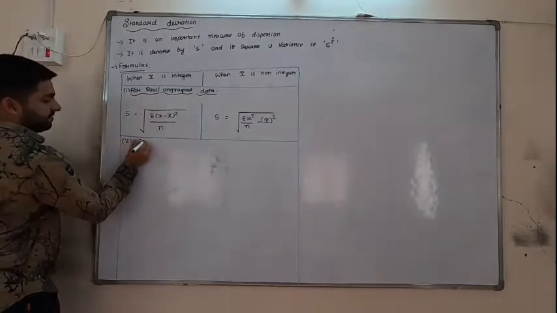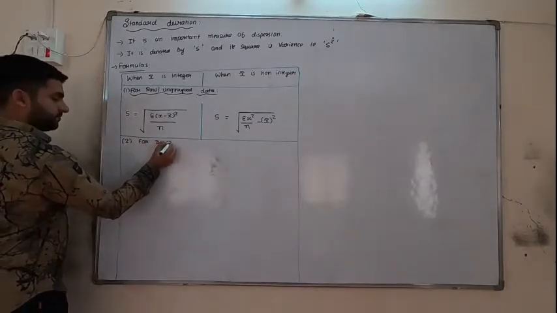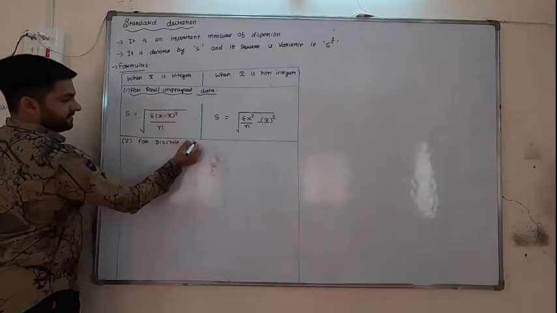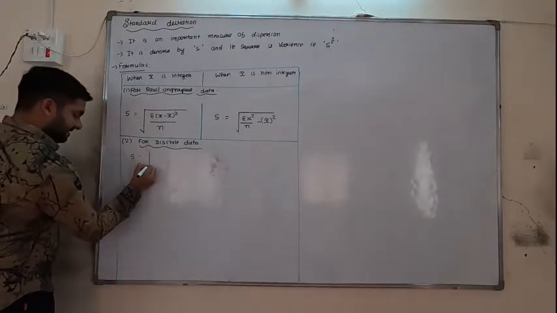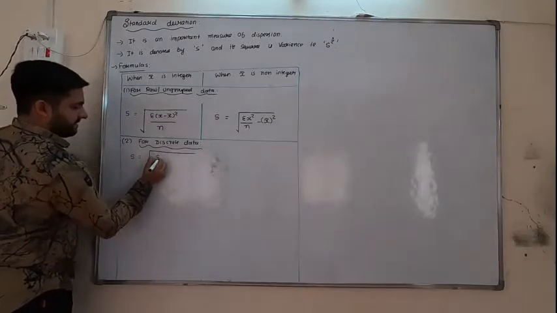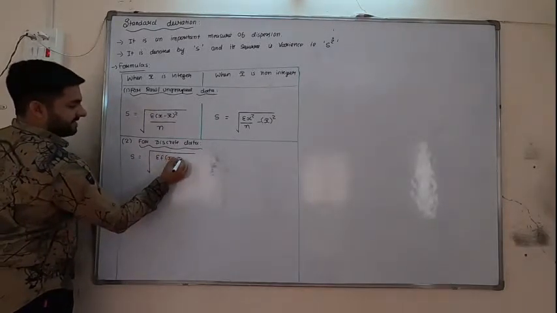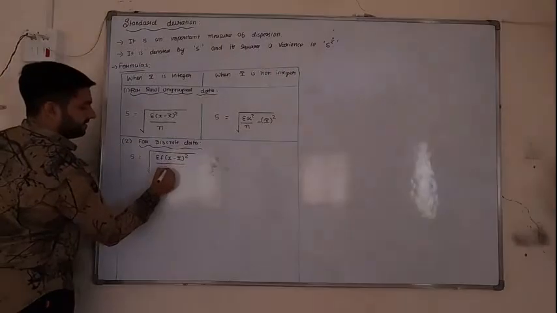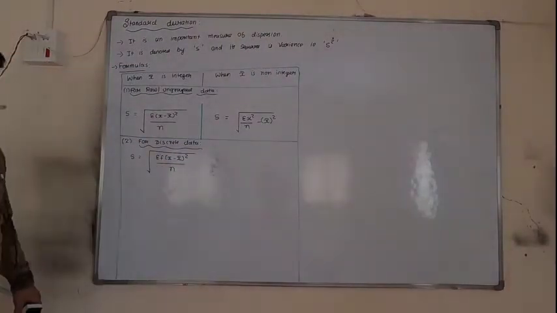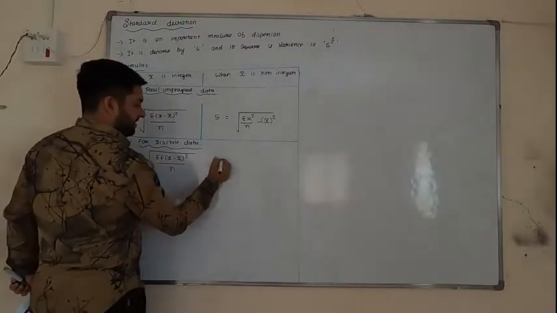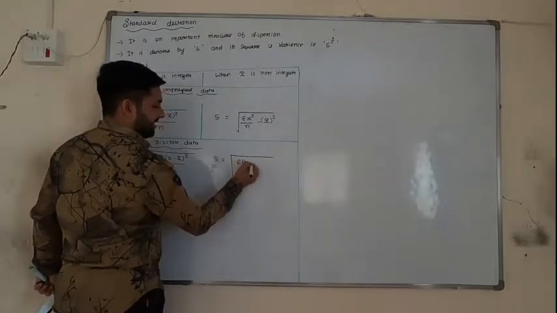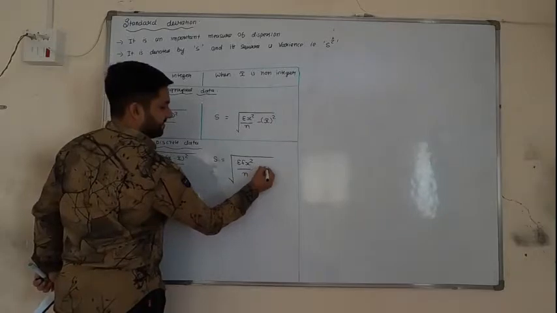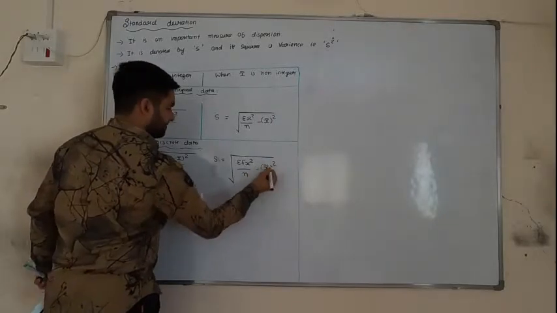Second is for discrete data. Standard deviation s is the square root of sigma f multiplied by x minus x bar square upon n. And here s is equal to the square root of sigma f x square by n minus x bar square.